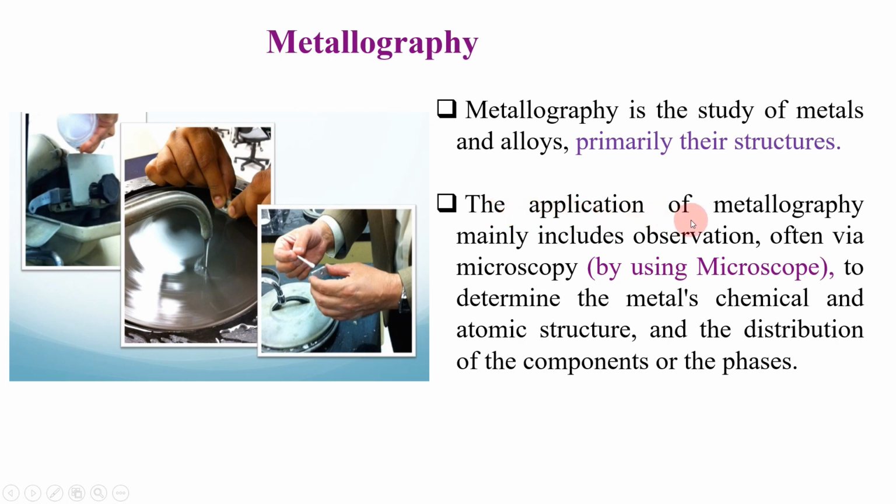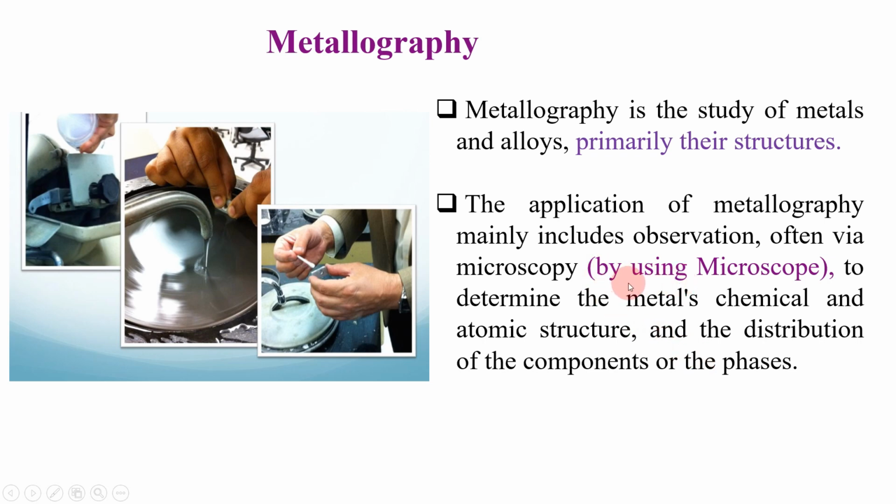Then the second point is that the application of metallography mainly includes observation, often via microscopy. Now what do you mean by microscopy? Here I have written in brackets in a different color: microscopy means nothing but using a microscope to determine the metal's chemical and atomic structure and the distribution of the components or the phases. So the application of metallography is to determine the metal's chemical and atomic structure and the distribution of the components or phases with the help of a microscope.